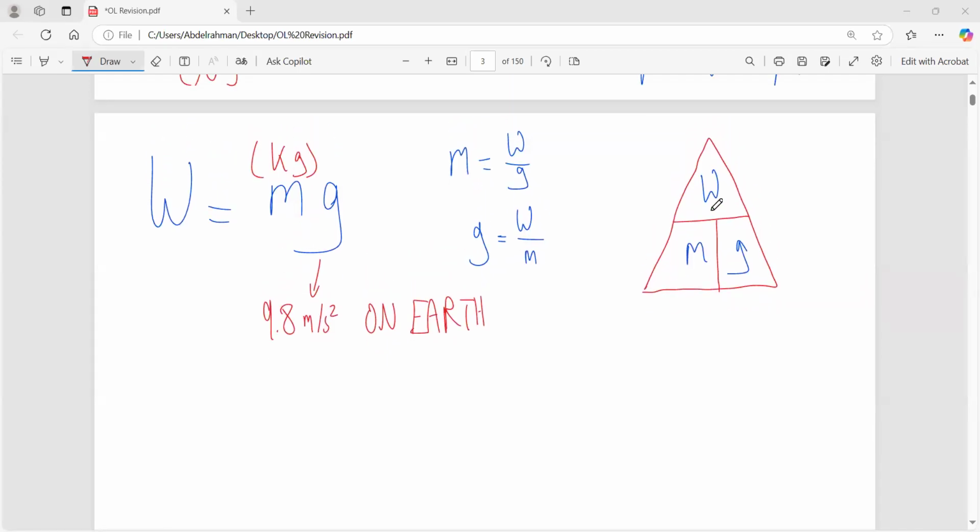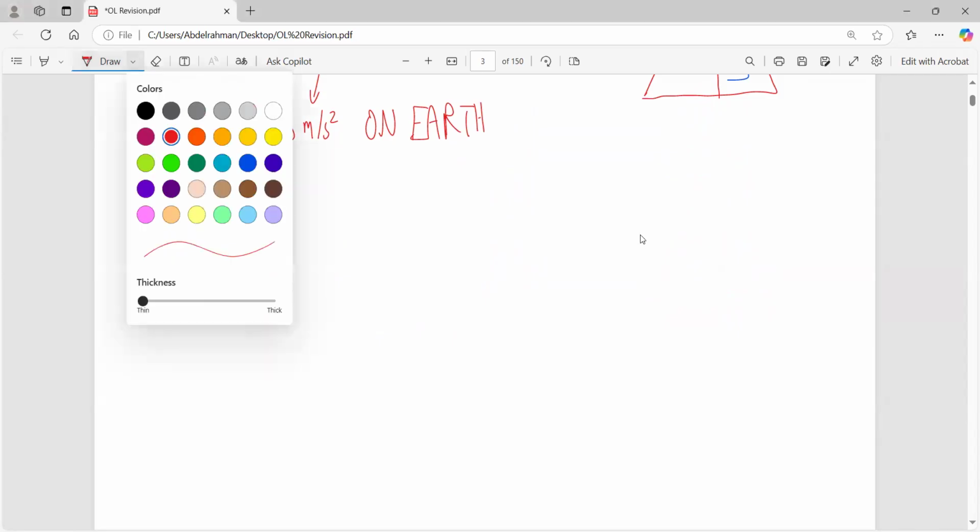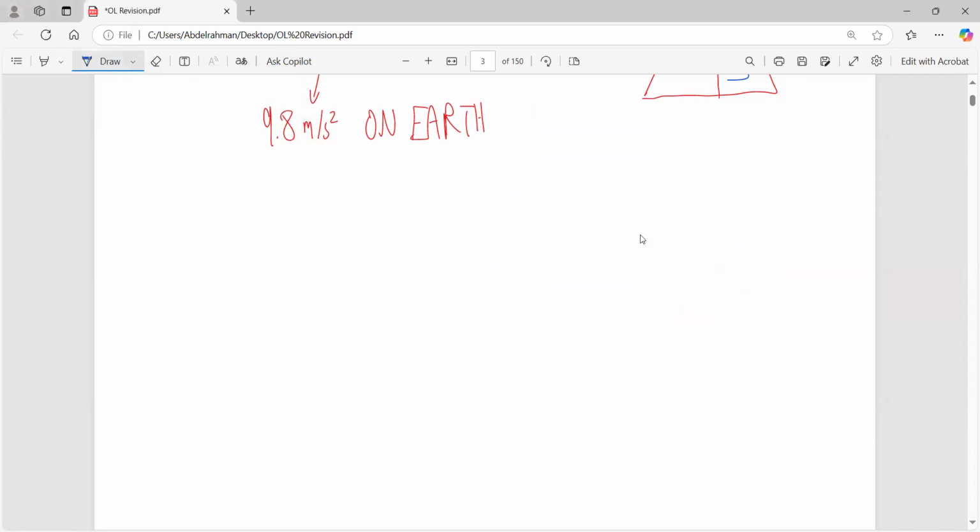Okay, fine. Weight equals mg. So this is the weight. We found the weight, we found the mass. These are very simple quantities that we can measure. The next physical quantity, the most important physical quantity in this topic, is the density.